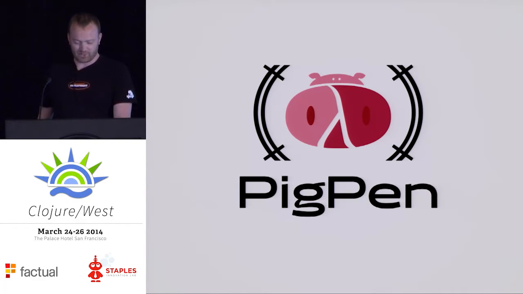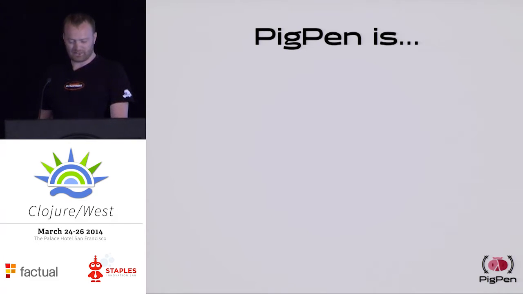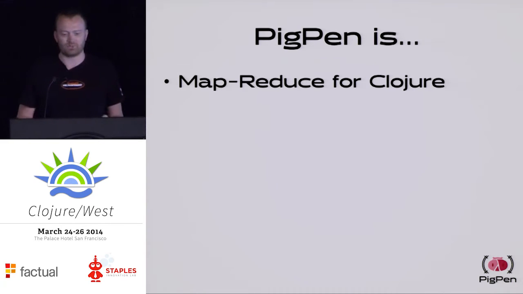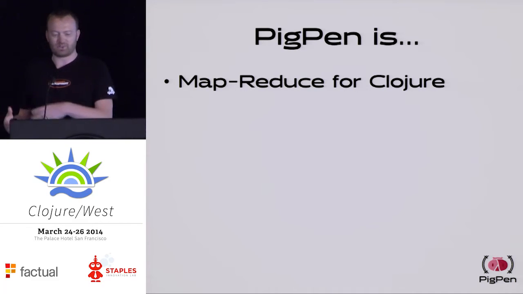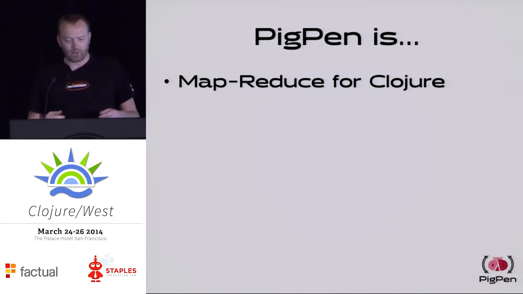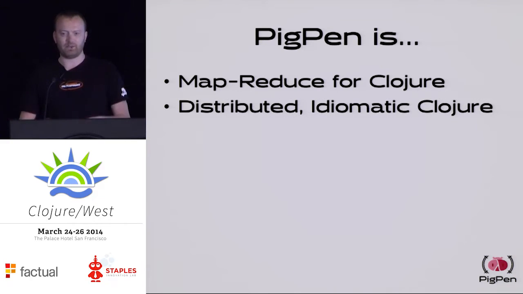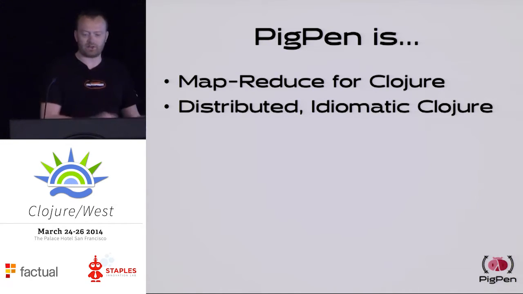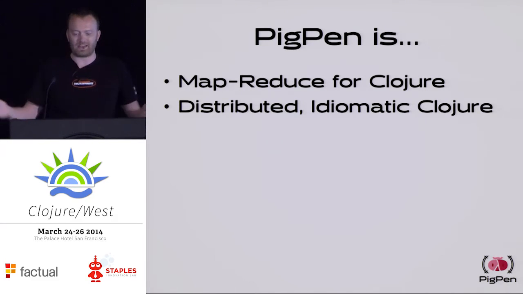So what is PigPen? PigPen is MapReduce for Clojure. But I don't really like to think of PigPen in terms of MapReduce. I don't want to write mappers and reducers. I don't want to have to think about Hadoop jobs and stringing data between them. Really, what I like to think of PigPen as is distributed idiomatic Clojure. I want to write code that looks like normal, everyday Clojure that you would run on one machine, and then I want to take that and run it on thousands of machines.